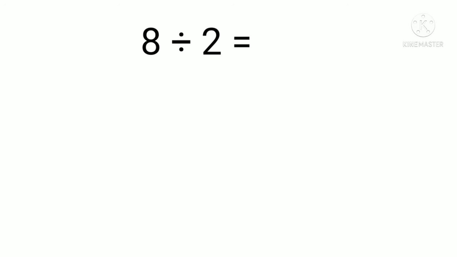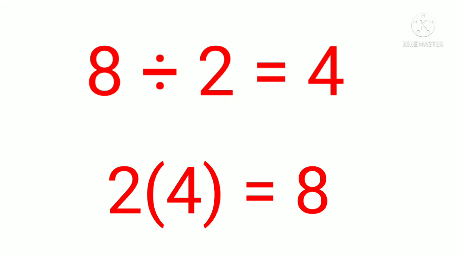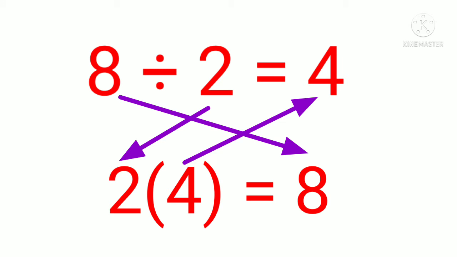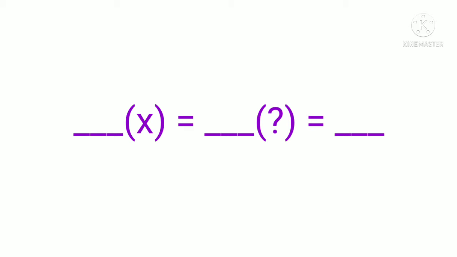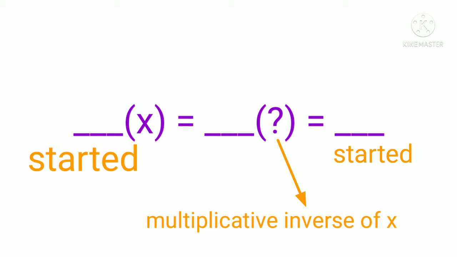8 divided by 2 could mean how many times must we add 2 together to make 8, or 2 times what equals 8. Dividing by a number is essentially the reverse of multiplying by it in the following way. If we multiply any number by a given number x, we can ask if there is a new number we can multiply by afterwards to get back where we started. If there is, the new number is called the multiplicative inverse of x.